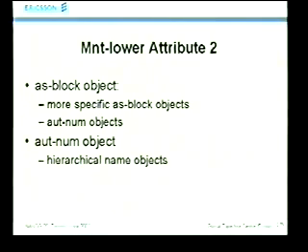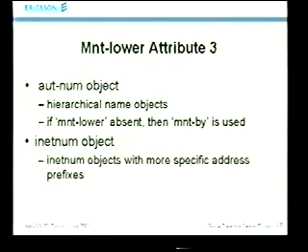Do you remember when I talked about AS1:AS-customers? Well, this as-set object, AS1:AS-customers, is controlled by the maintainer specified in mnt-lower. Okay? I wanted to say something extra. mnt-lower in the aut-num object controls creation of hierarchical name objects. If mnt-lower is absent, then mnt-by is used.